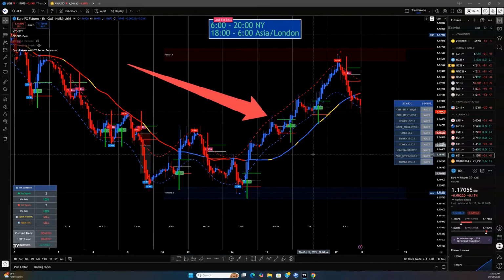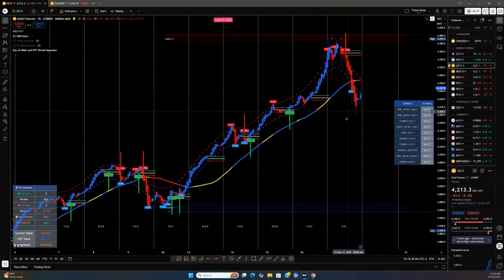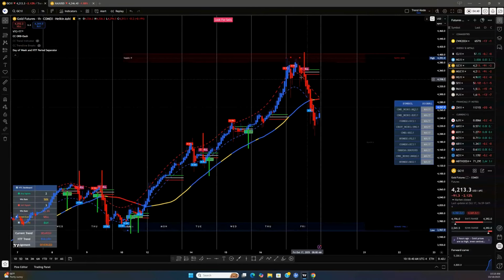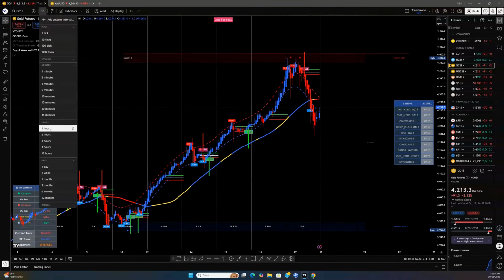Now, sometimes you're going to take a counter trend trade breakout, depending on which way the market is going. Like for instance, on gold this Friday, we had a counter trend trade breakout. All right, so here on gold, you can see here on the 1 hour. Let's go to the 15 minutes so you can see it.